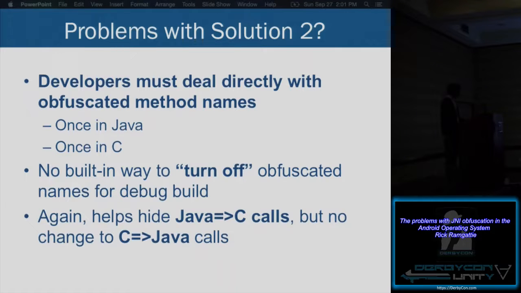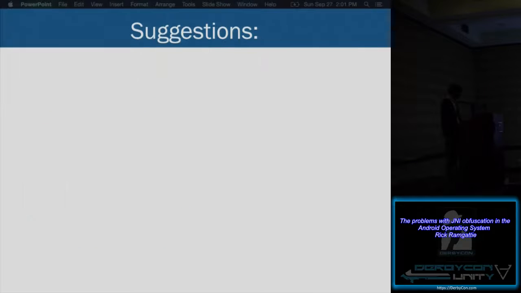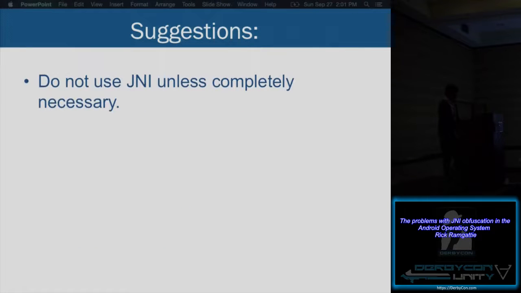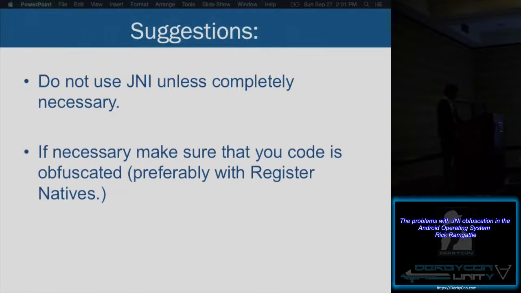Also, it only helps hide calls from Java to C and not calls from C to Java. So my suggestion is that if you do not need JNI, do not use it unless you completely need to. Unless it's one of the reasons specified before, if you're just writing JNI code for kicks, don't do it. It's not worth it. And if necessary, make sure that your code is obfuscated.